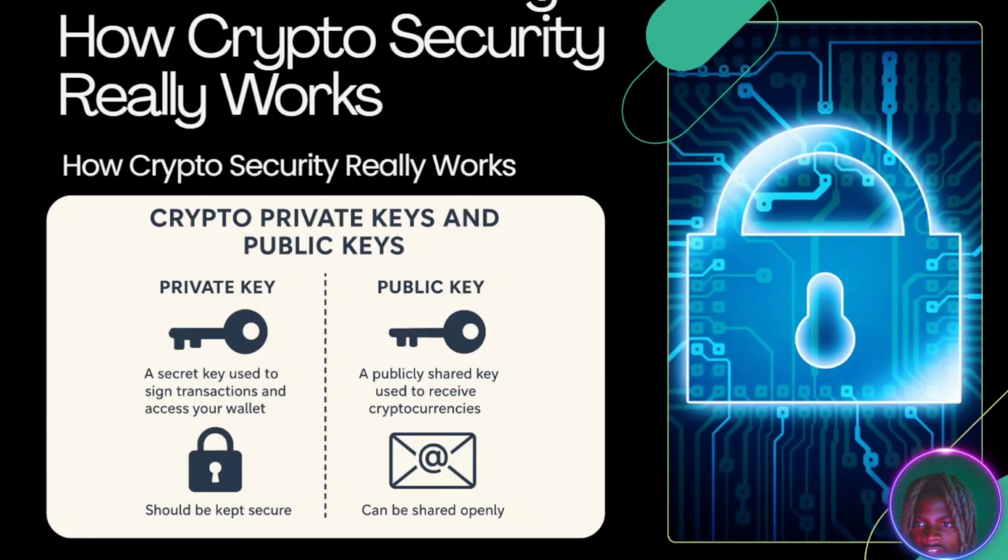What's going on, guys? In this video, we're going to be talking about the difference between private and public keys. You may have seen them on your crypto wallet, and you may not understand exactly what they are, and I'm going to break it down. So, private keys. A private key is a secret key that's used to sign transactions and access your crypto wallet, okay? And it should be kept secure. And a public key is a publicly shared key used to receive cryptocurrencies, and this can be shared openly.